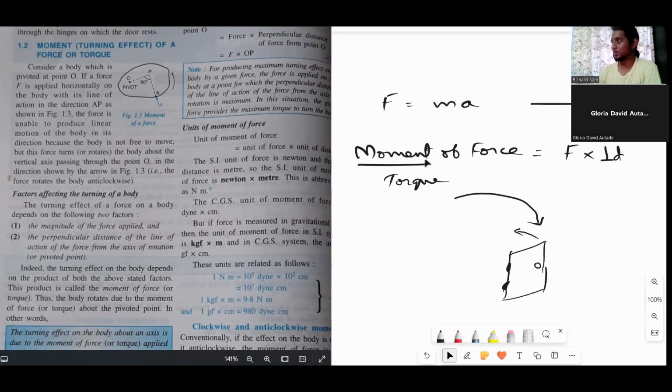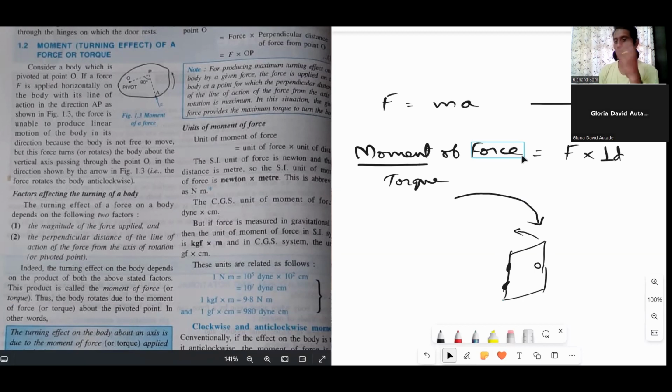Okay, moment of force, not force. Force is a straight line force. We're not talking about straight line force. We're talking about moment of force, which causes an object to rotate around an axis, like opening a door or turning a tap. You know, when you close the tap, it's turning around the axis.